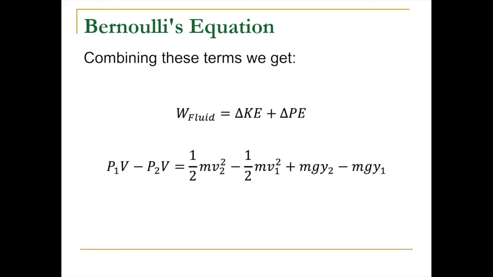So if we combine these two ideas together, we have the work of the fluid being done from our previous derivation, which is P1V minus P2V, and then we have that the work of the fluid is also equivalent to whatever change in kinetic energy exists and whatever change in potential energy exists to get this equation right here.